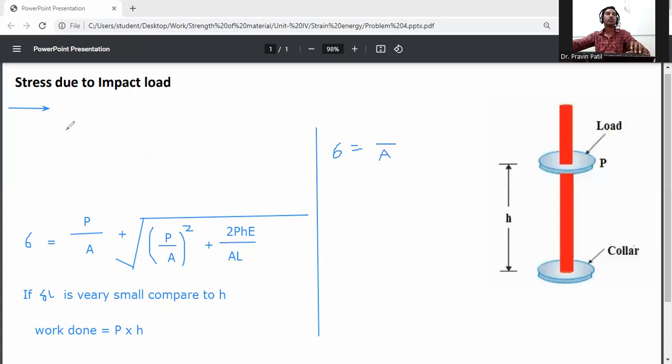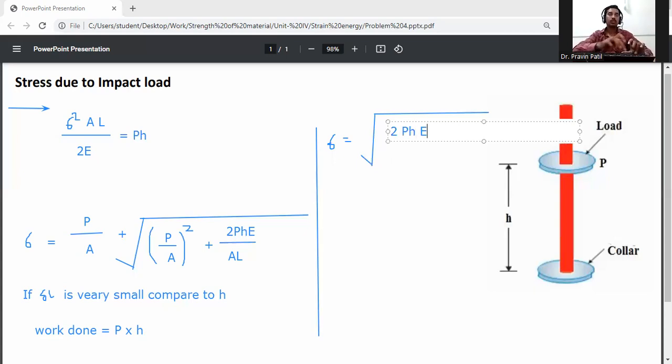Equate strain energy, which is sigma square V, V is A into L, divided by 2E, to capital P into H. So sigma is equal to root of 2PHE divided by AL.